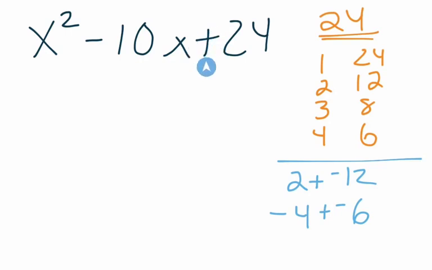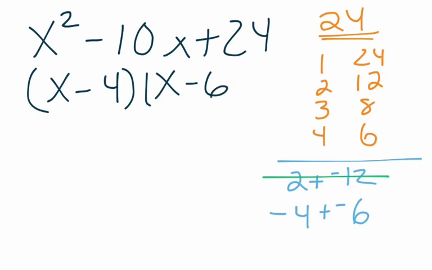When you multiply them, you need to get a positive 24. So if I do positive 2 times negative 12, I'll get a negative 24, and it won't work. So that is going to eliminate that option. If I have negative 4 times negative 6, that will give me the positive 24. And so we have negative 4 times negative 6.